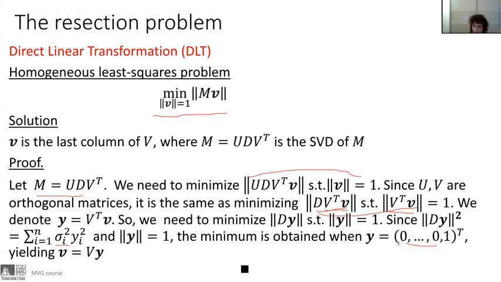Therefore, if this is y, and this is the relation between y and V transpose v, if I multiply this by V and V is orthogonal, I get that v is equal to V y. And since y is just 1 on the last entry, this v exactly captures the last column of the matrix V. Is it clear? Any question? Any question about this proof?